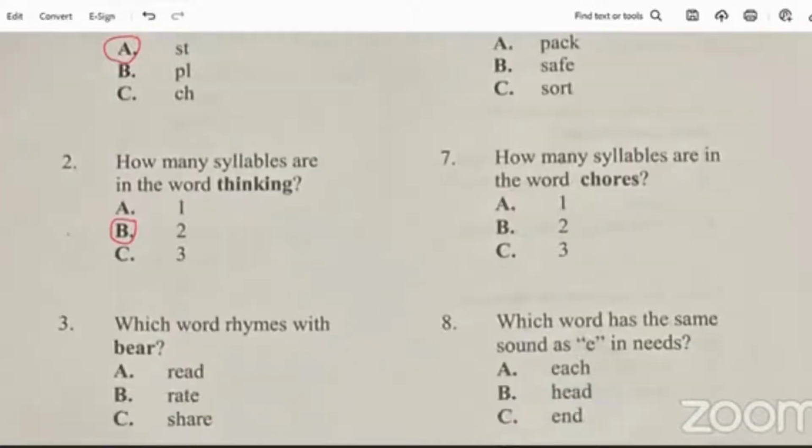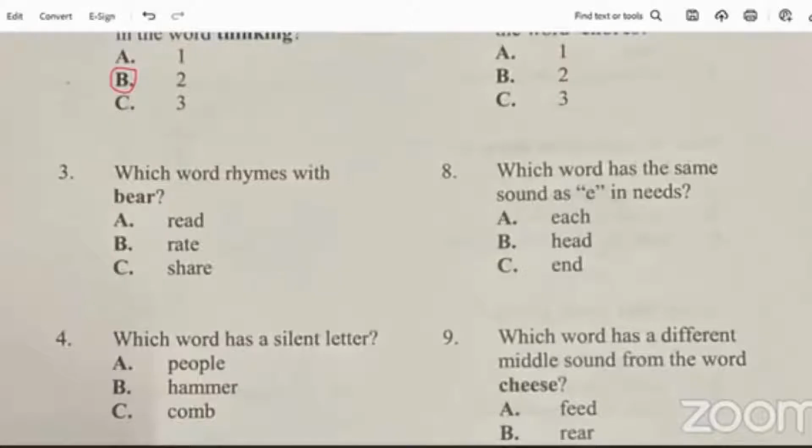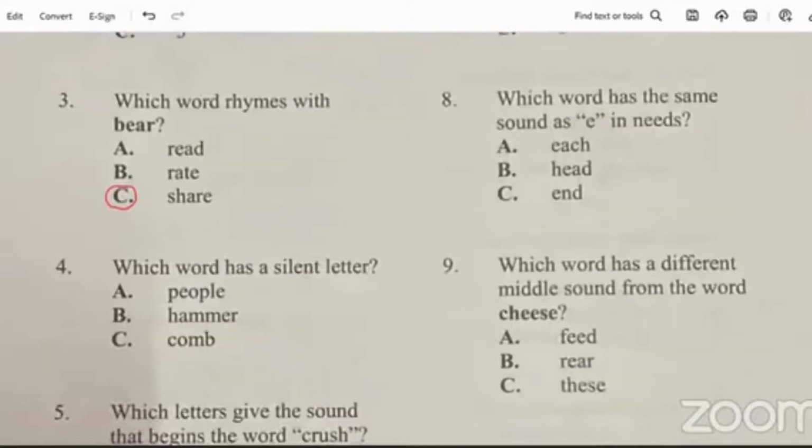Next, question 3, which word rhymes with bear? Is it read, rate, or share? Bear, share. The answer is C. Question 4, which word has a silent letter?